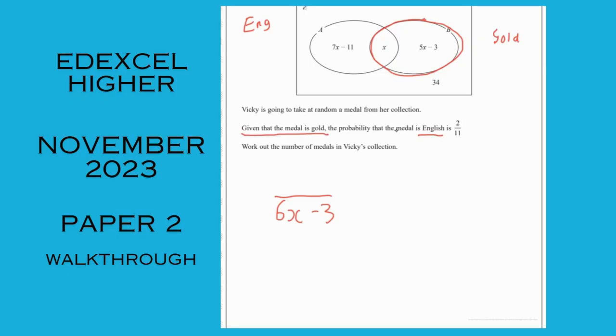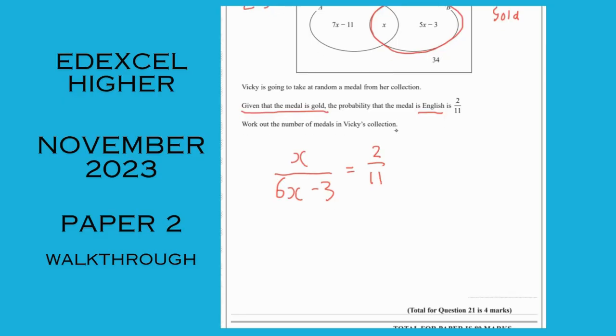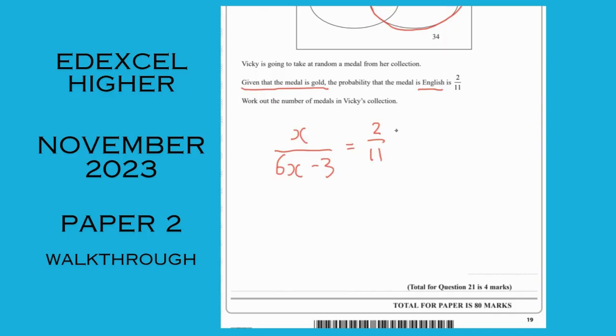How many of these are English medals? It's the x in the middle. And we're told that this probability is 2/11. We've got an equation. Let's get it solved. So let's cross multiply. 11x. Let's times both sides by 6x minus 3. In other words, double this. 12x minus 6. Adding 6 to both sides. Subtracting 11x. We get the value that x is 6.